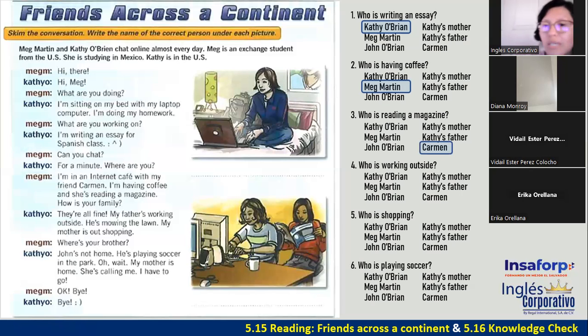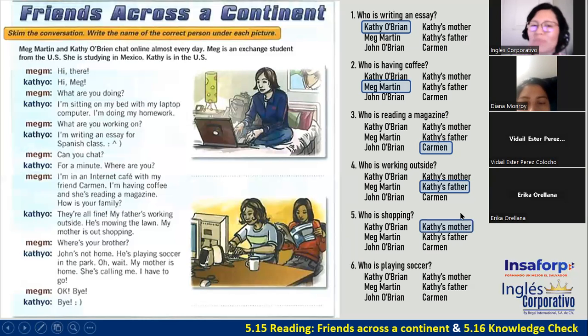Who is working outside? Kathy's father. Muy bien. He is working outside. What about number five? Who is shopping? Kathy's mother. Muy bien. No es Kathy, sino que es Kathy's mother. Okay. And who is playing soccer? John O'Brien. Muy bien. ¿Preguntas, chicos, del vocabulario de esta lectura?